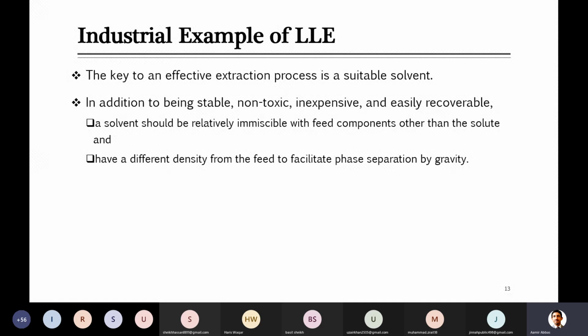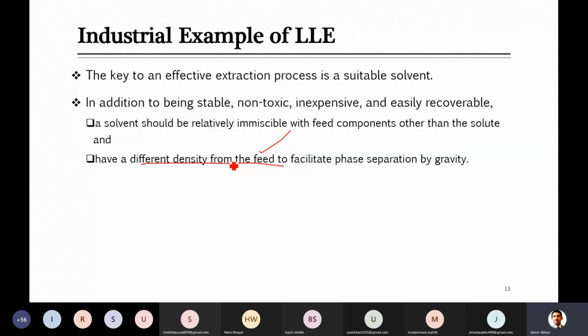But here, there are a few more requirements. The solvent should be relatively immiscible with the feed components other than the solute. Feed components are those which you do not want to remove. Only those feed components which we call the solute should be extracted with the help of this solvent. And it should have a different density from the feed. This is the other major requirement, because after mixing the feed and the solvent, we give them some time for settling, and we prefer that settling to be based on gravity.